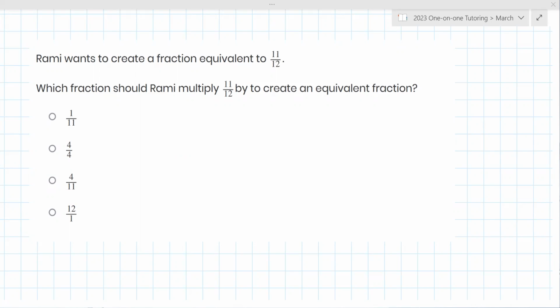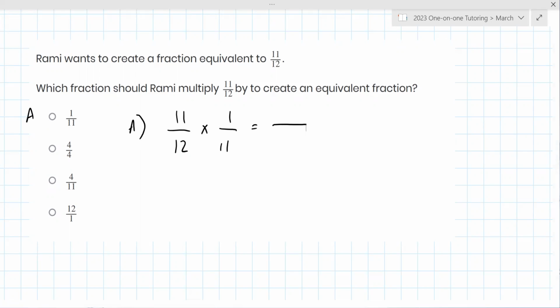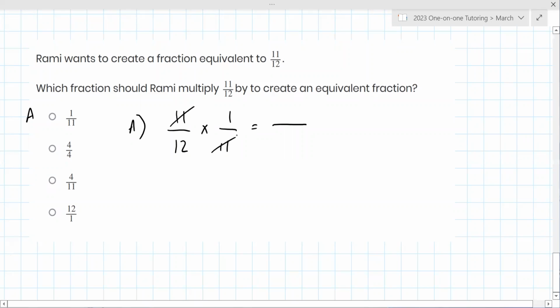I got confused on this one because I multiplied them. Okay, so let's take the given fraction 11 over 12 and let's multiply it by 1 over 11. So that's letter A. Do you see any pre-cancellations here? Do you see any numbers that are the same on the top and the bottom? Yes, the 11. Okay, so they cancel. What's left over? 1 and 12.